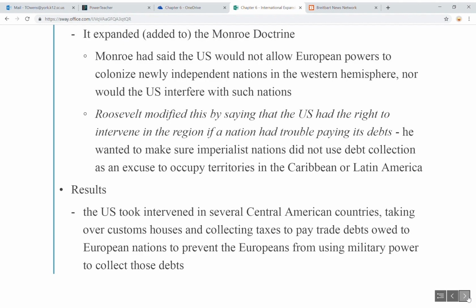Now, do we use this? Yes, quite a bit. We're going to intervene in several Central American countries. We're going to take over customs houses. We're going to collect taxes to pay their trade debts. And really, we're going to use that as a way of keeping the European powers from using their military to collect those debts. Do you think that Latin America is happy that somebody is there to take care of them?